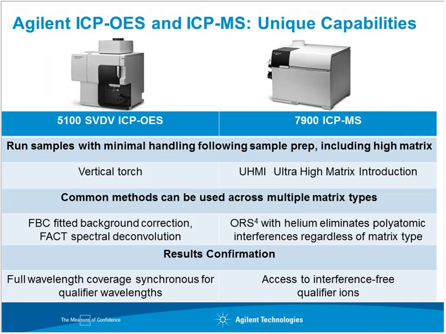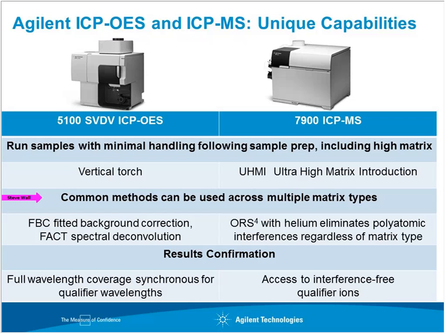So I just wanted to summarize a couple of those things, the Agilent ICP-OES and the ICP-MS, the unique capabilities that help us comply with 232, 233. First of all, run samples with minimal handling following sample prep, and this includes high matrix samples. So for the ICP-OES, we do that with a vertical torch. On the ICP-MS, we have the UHMI.